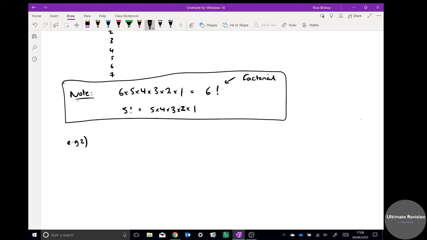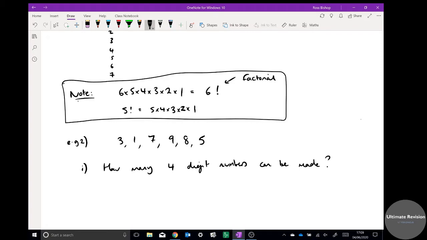EG2. This time I've got 6 different numbers again, but they're different numbers. 6 different single digit numbers there. Right, question 1. How many 4-digit numbers can be made?